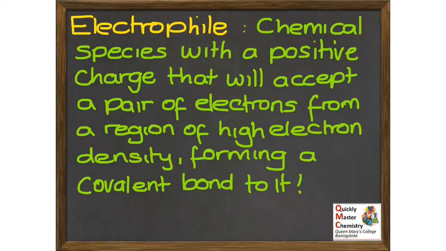So think of an electrophile as a particle of some kind, an ion, a molecule, whatever, that's going to attack an organic molecule, react with it. So in this case, it's going to be attacking an alkene, and it's got to have these features. It's got to have a positive charge somewhere. It's got to be able to accept a pair of electrons from within the organic molecule, a region of high electron density, and the result of that will be that a new covalent bond will form.